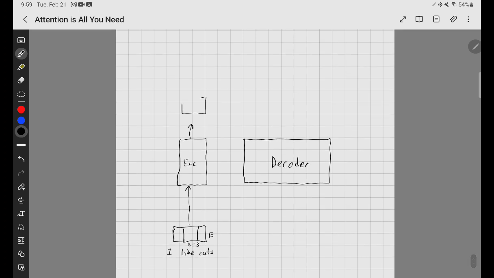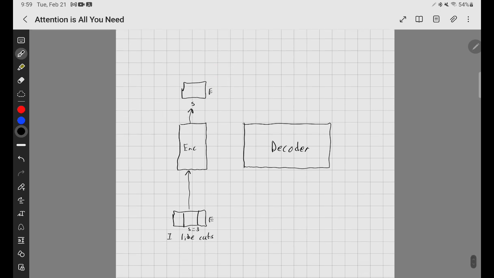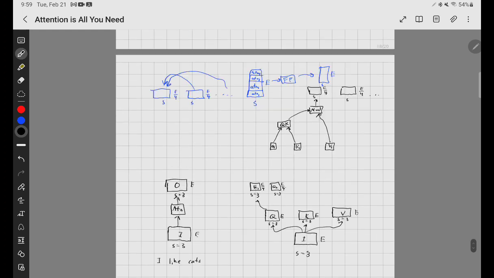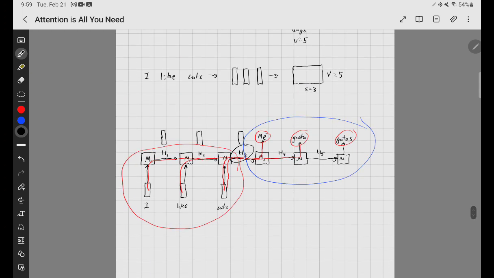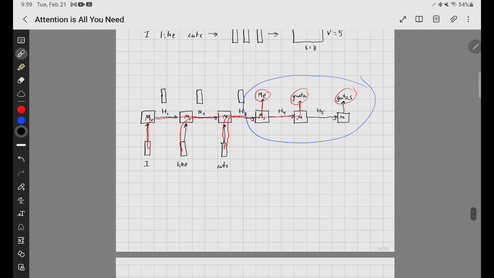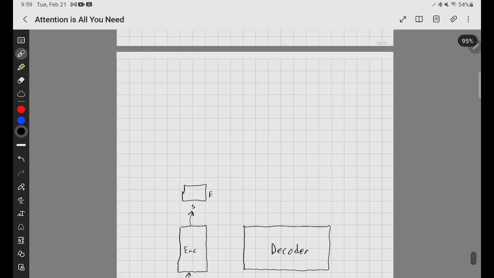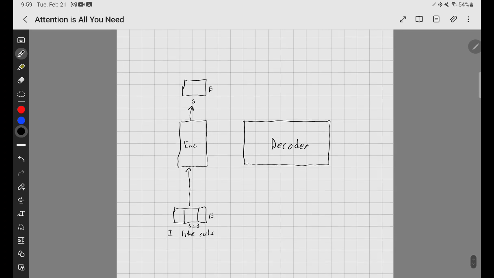So it's three vectors, or a three-part matrix, and then you feed it through the encoder, and the encoder will output a sequence of the same shape, S by E, and this is just an encoded representation of the input sequence. Remember here how we had H3, except this was a vector. In this case, it's a matrix, so it allows for more representation, and it kind of has multiple tokens. Maybe it has a representation for each word in there. So this would be a new representation for I, like, and cats.